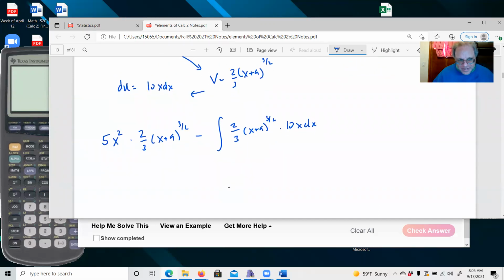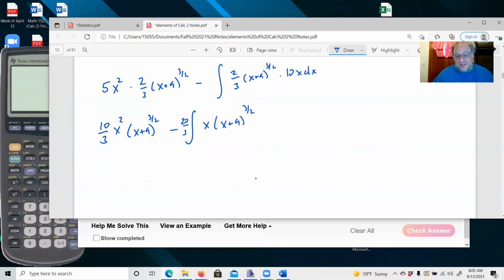So let's go ahead and clean this up a little bit. This is 10/3; 5 times 2 is 10. Okay, x plus 9 to the 3/2 minus the integral. This is 20/3. We can pull the constants out of the integral, and this is x plus 9 to the 3/2. Okay, and then still, right? So we have to do this twice, right?